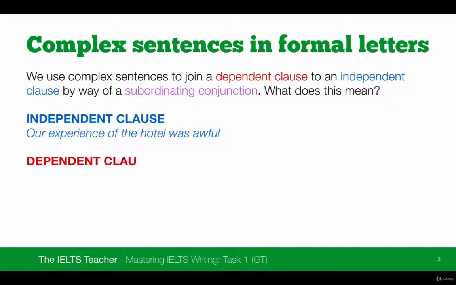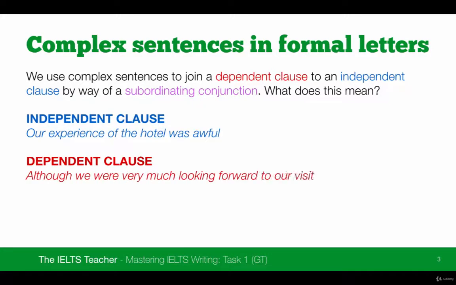Whereas the next part, the dependent clause, although we were very much looking forward to our visit, hopefully in my voice you can already hear that you leave the listener dangling. They're expecting more from the sentence because this clause does not make sense on its own. Therefore, it is dependent on some more text to make sense. It's dependent on the independent clause. Although we were very much looking forward to our visit, what? And we join these two expressions together using the subordinating conjunction, in this case, although, which you can see above there, although we were very much looking forward to our visit.